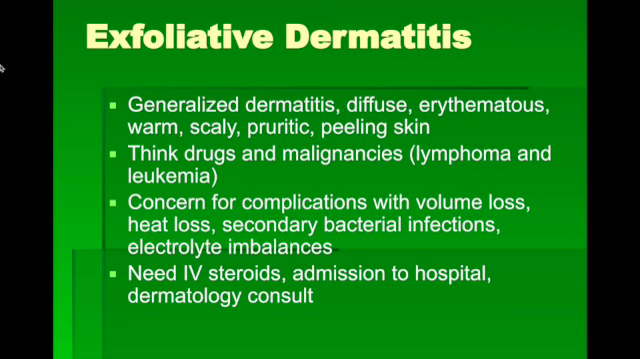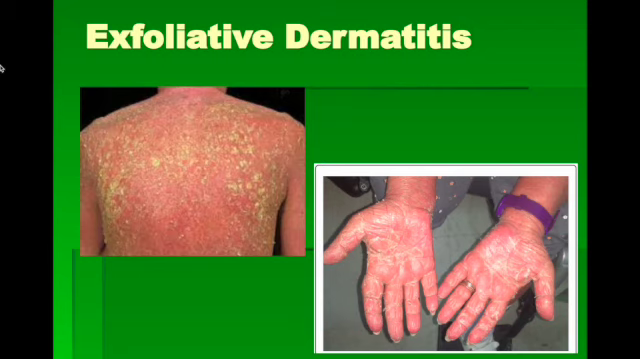And I want you to be thinking about drugs and cancers that can typically cause this type of presentation. And you could imagine if the skin is exfoliating and coming off, then there are major complications possible for volume loss, heat loss, any secondary bacterial infections, and changes in electrolytes. So people tend to get high doses of steroids or IV steroids, oftentimes admitted to the hospital, and they need pretty emergent dermatology consultation. And this is what that can look like. You can see the exfoliation on the left, and on the right there you see some fissuring and the skin coming up.